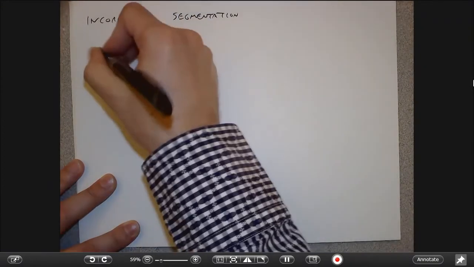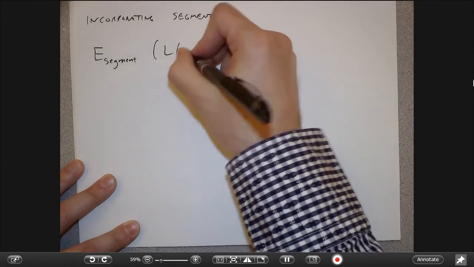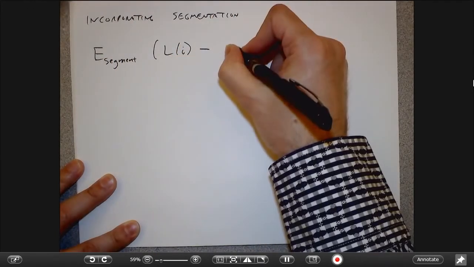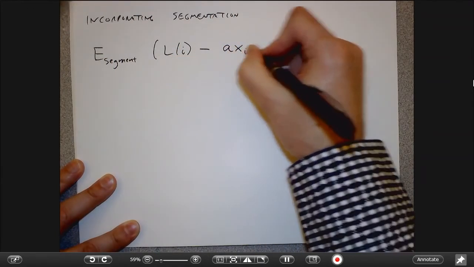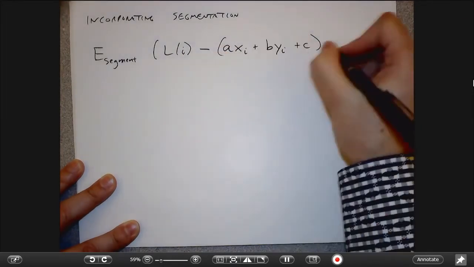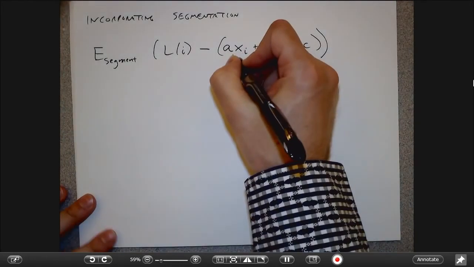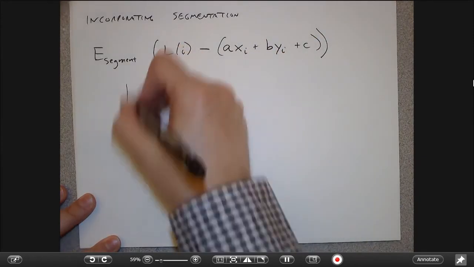I would have a cost function that would look something like this. I've got my label, and then I could say, okay, I'm going to build a nice linear model for how the disparity should change in that region.